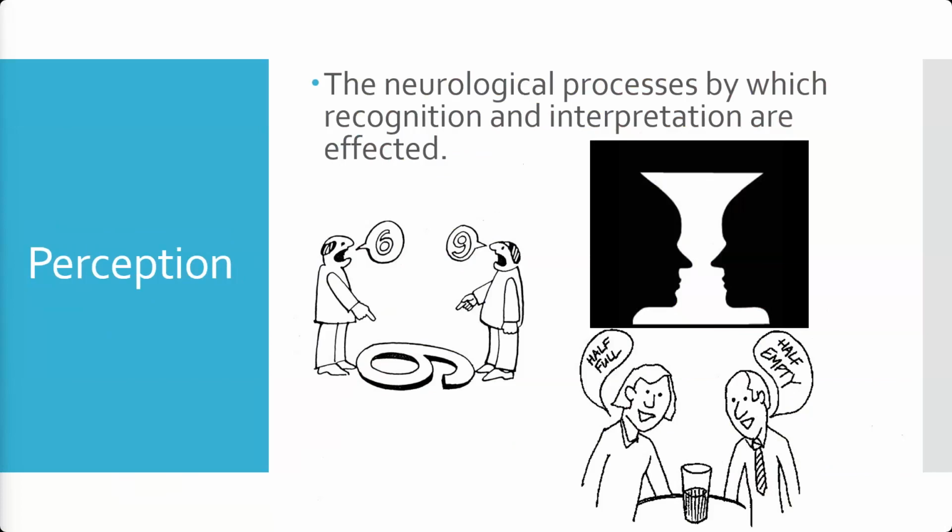What? Couple faces looking at each other? Anyone see anything different? A vase, right? So are you looking at the black or the white? And then below that is the optimist and pessimist. Is the glass half full or half empty?